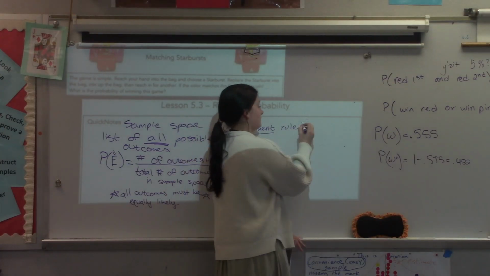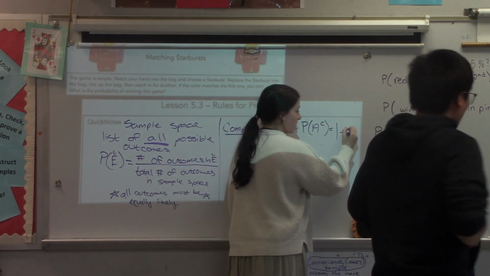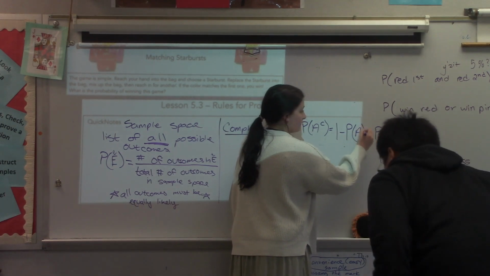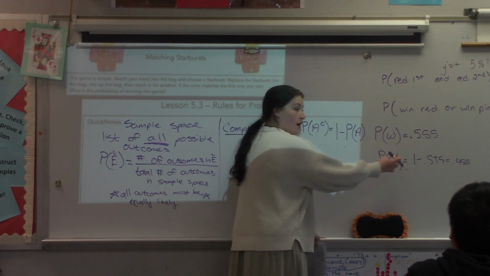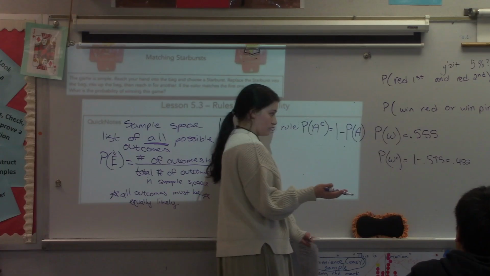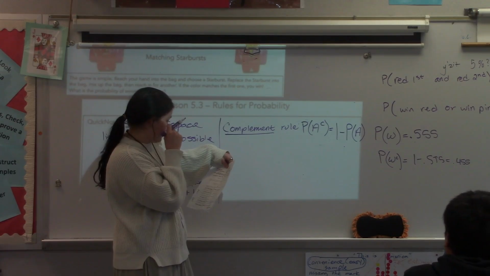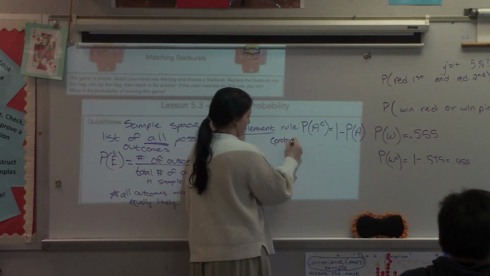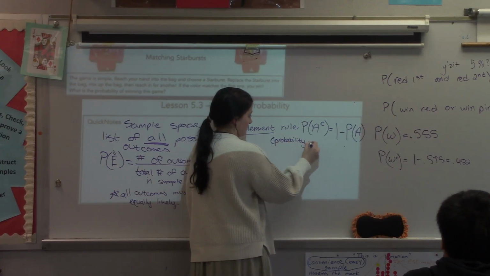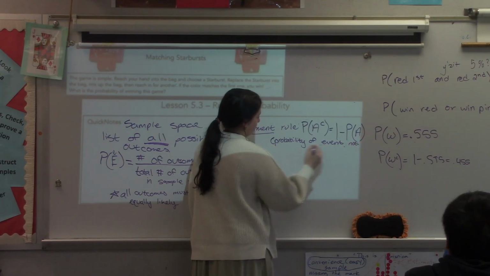Yeah, so the probability of any event's complement is 1 minus the probability of that event. So that's what we did here, okay? A win complement is a loss. You lose. Okay? That make sense? So probability of event A not happening.